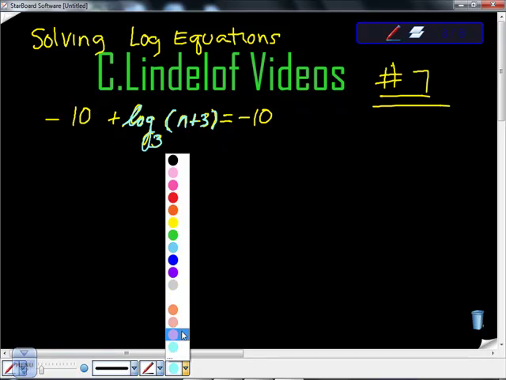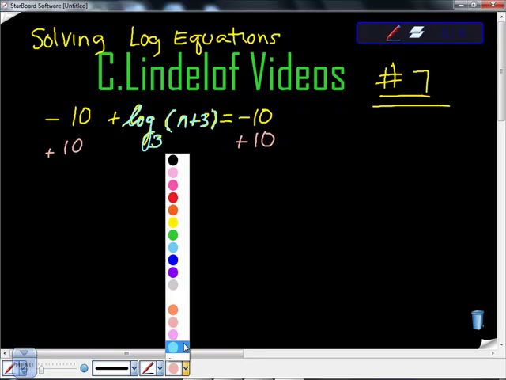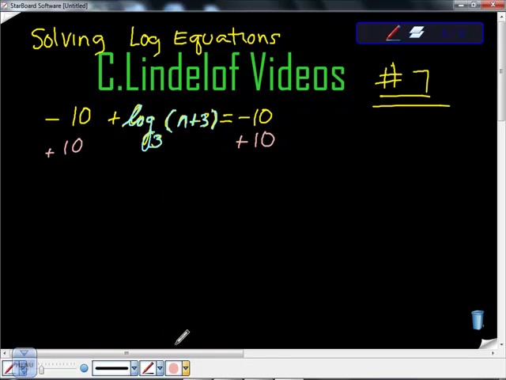So first thing I'm going to do is this. We have a negative 10 here, so I'm just going to add 10 to both sides. The reason I'm adding 10 to both sides is because I want to get rid of this 10. To do good algebra, whatever I do to one side, I have to do to the other, which makes it kind of weird, doesn't it? Because we end up with log base 3 of n plus 3 is equal to 0. So far, so good?